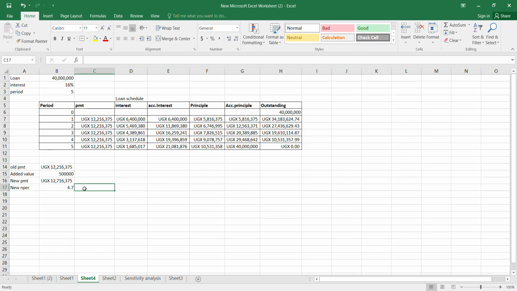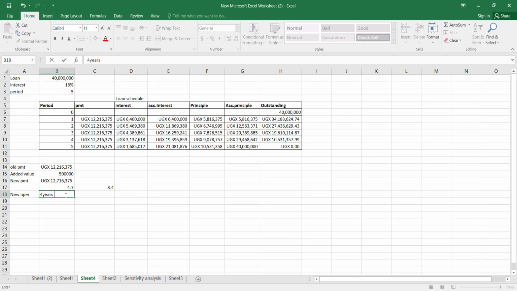But now if you look at this, it's showing 4.7 as the answer now. But remember, this implies 4 years. But remember, the 0.7 is out of 10, it's not out of 12. So for us to get the exact value, we shall take the 0.7 and multiply it by 12. Let's put a cosine. It's giving 8.4.